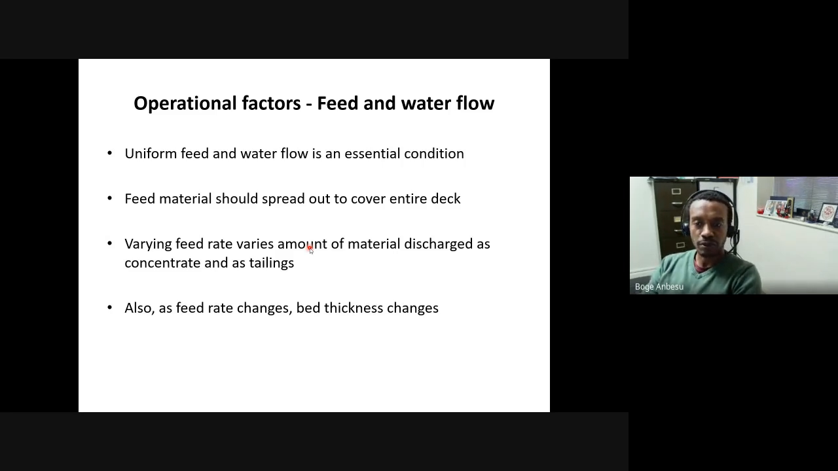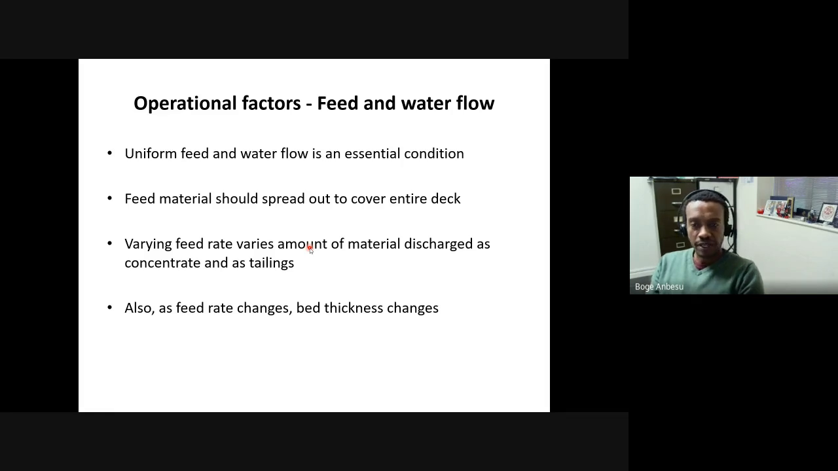Okay, so those are the factors that you may have little control over. Those are probably related to the way the table was made, but there are other factors that you can actually modify or change to optimize the process. And these are what we call operational factors. For example, feed rate and water flow on the table. So as much as possible, you want to create a very uniform flow of water on the table and very uniform feed to the table.